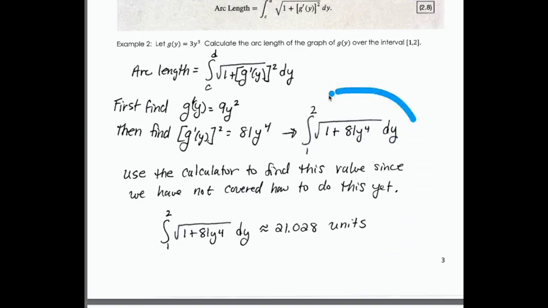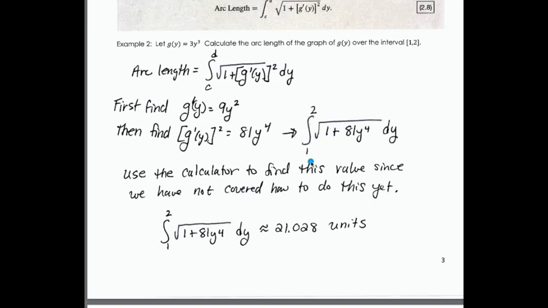Now, we haven't learned yet how to do this type of integral. I can't use u substitution in this case because of the 81y to the fourth. If I use u substitution, I don't have a y to the third in this formula anywhere to use for substitution.